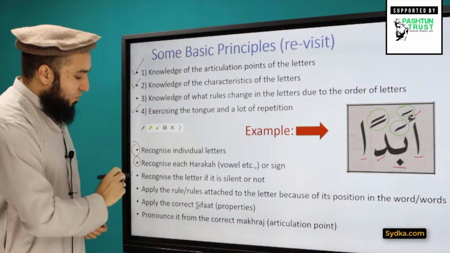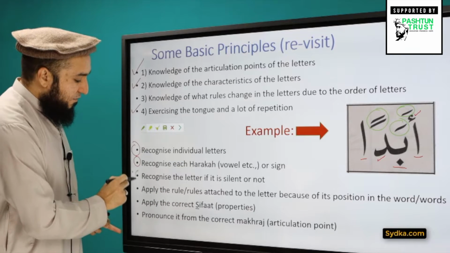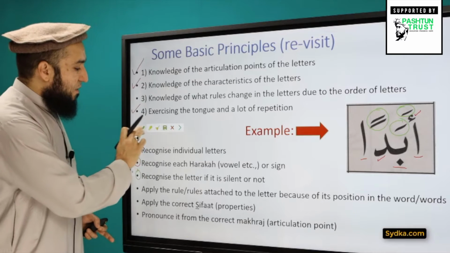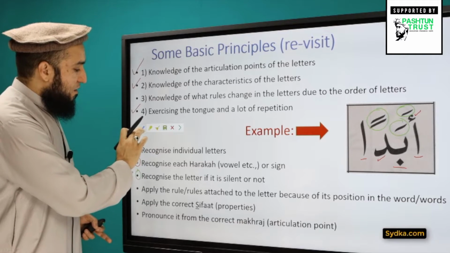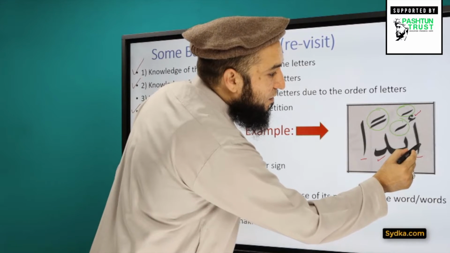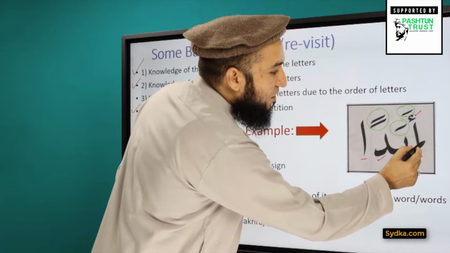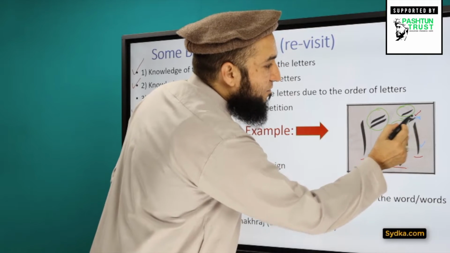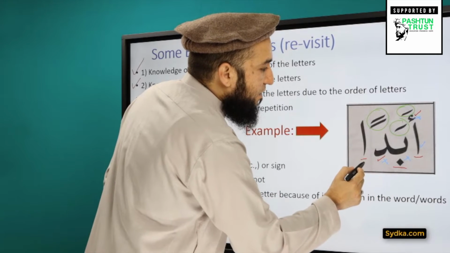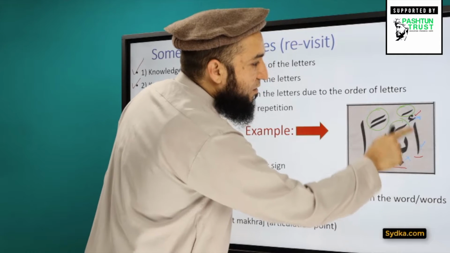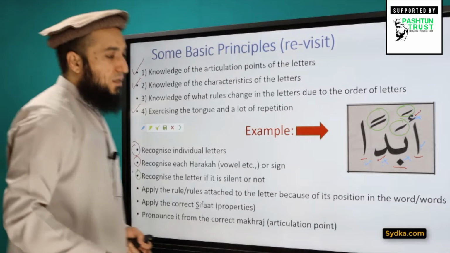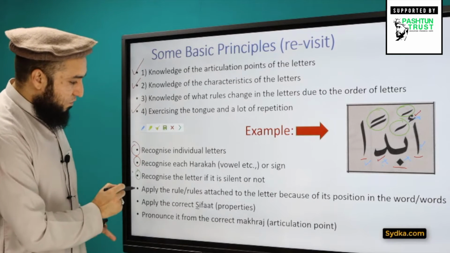The next one is we have to recognize which letters are silent and which aren't. Let's change the color. If you see here, alif is silent, hamza is not silent, ba is not silent, dal is not silent, and alif is silent. So we recognize those ones.